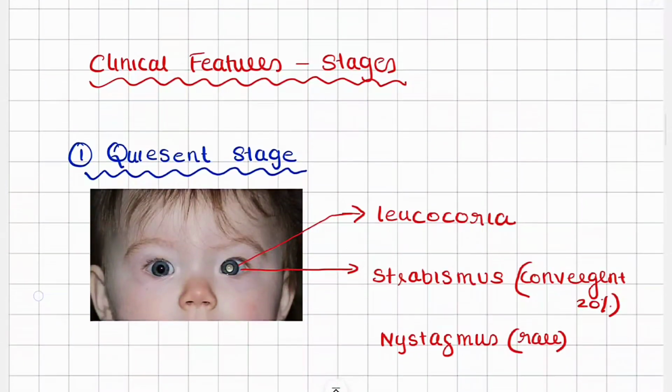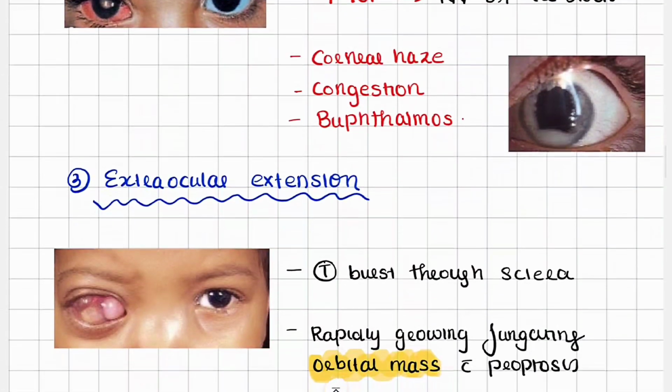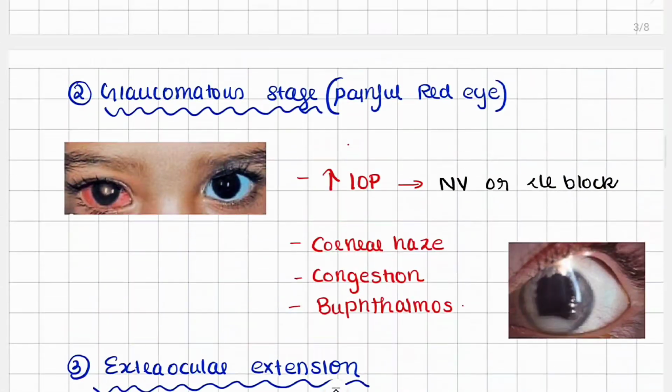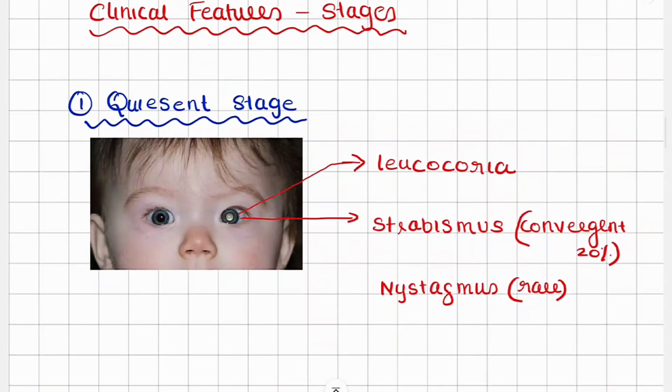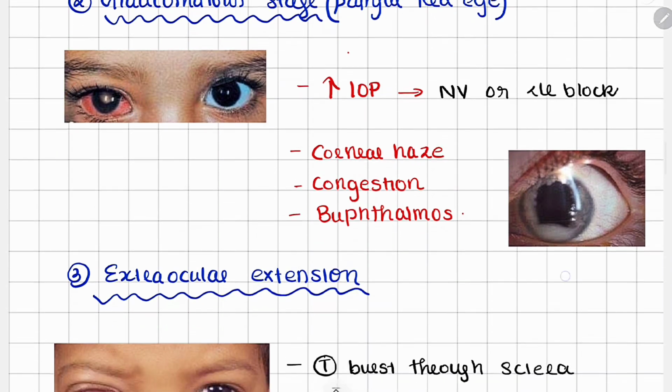Coming to the clinical features, we divide the clinical features as quiescent stage, glaucomatous stage, extraocular extension and distant metastasis. So coming to the quiescent stage, here we can see leukocoria, strabismus and nystagmus. And in the glaucomatous stage, we can see increased IOP that can be due to neovascularization or the angle block. And there can be corneal haze, congestion and buphthalmos. So we can see a red eye. It will be a painful red eye.